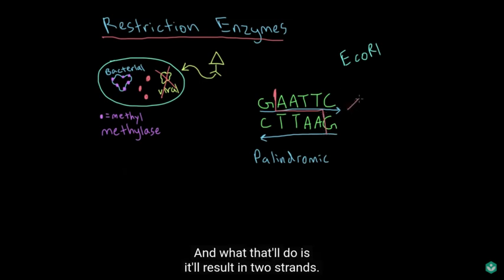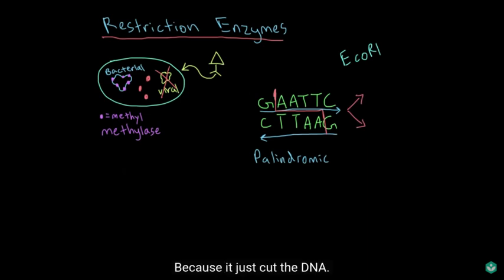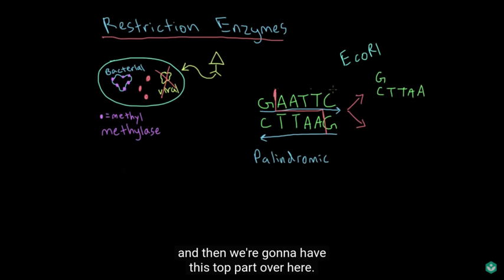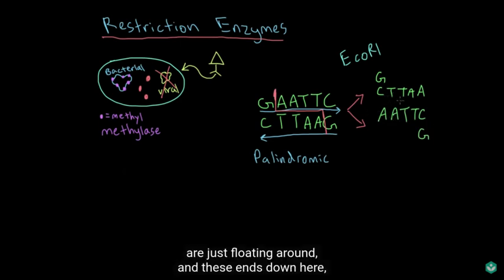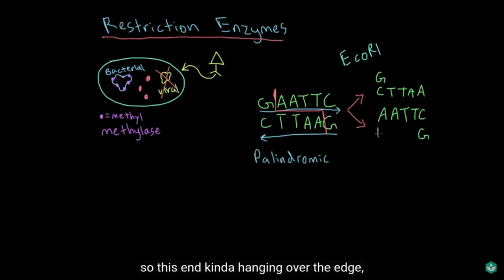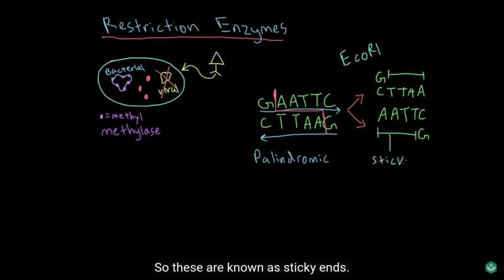And what that'll do is it'll result in 2 strands, because it just cut the DNA. So now we're going to have one strand that's going to be G, and then this bottom strand, TTAA, and then we're going to have this top part over here. So we're going to have an AA, TT, C, and then a G down here. So basically, now these 2 strands are just floating around, and these ends down here, this end kind of hanging over the edge, they're known as sticky ends.